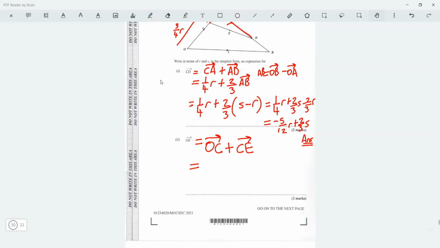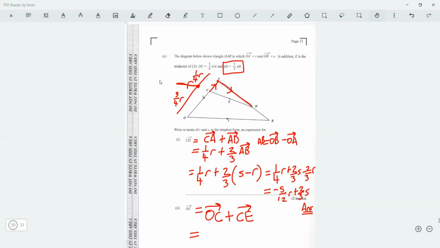What's OC? Going from O to C is 3/4 R. See it here? O to C is 3/4 R. So going from O to C is 3/4 of R plus going from C to E. Going from C to E is going to be half the journey of going from C to D. So it's a half of minus 5/12 R plus 2/3 S.